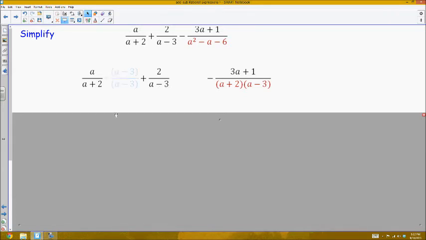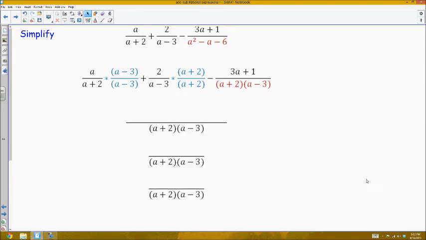So I'm going to multiply that first fraction on by a minus 3 over a minus 3. The only factor that's really missing from the second denominator is the a plus 2. And conveniently, in that third denominator, the a plus 2 and the a minus 3 are already present. So I don't need to multiply on by anything, because notice that now my 3 denominators are all the same. And my goal is to get them all over the same denominator. So that'll be my denominator for the rest of the question. A plus 2 times a minus 3.